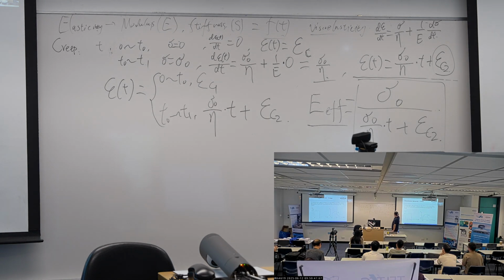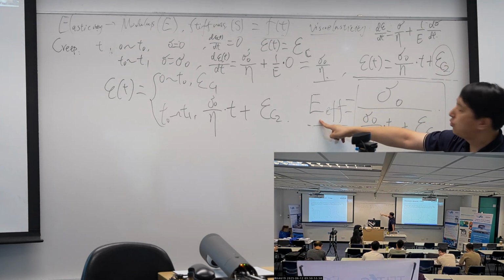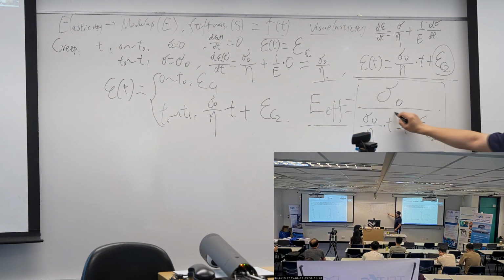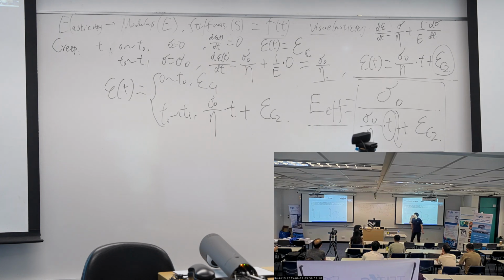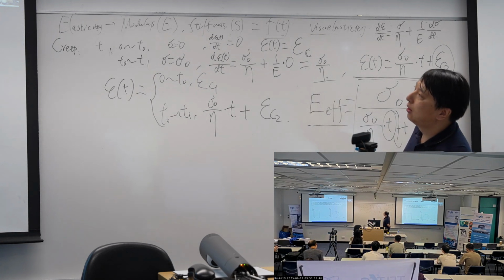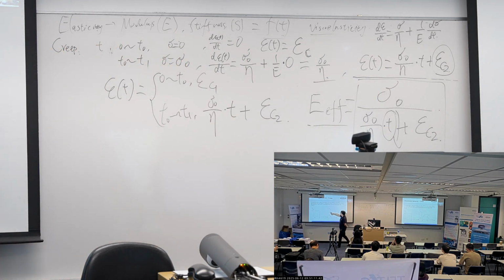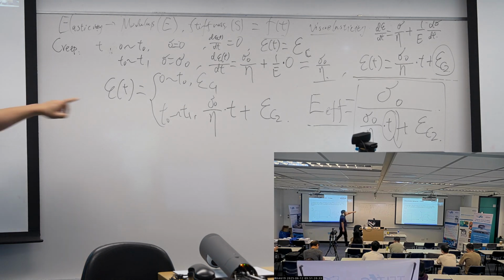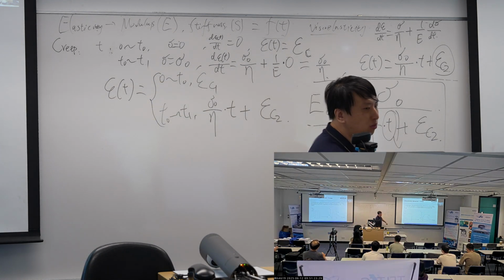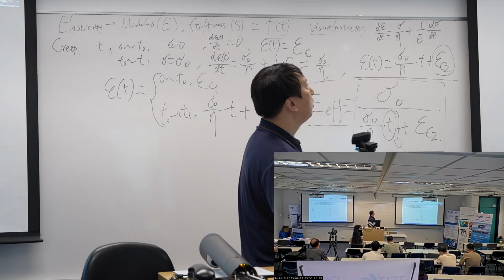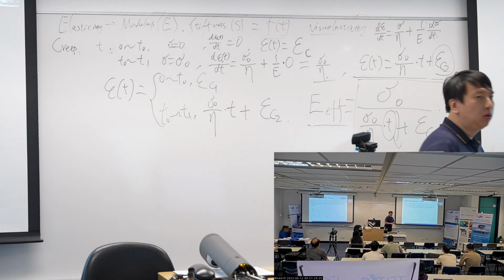In his description, the modulus should be reduced with time. That's the Maxwell model's result. He described the movement of creep. We hold the force, the deformation should change against time, and as such, the effective modulus will reduce with time. That's the result.